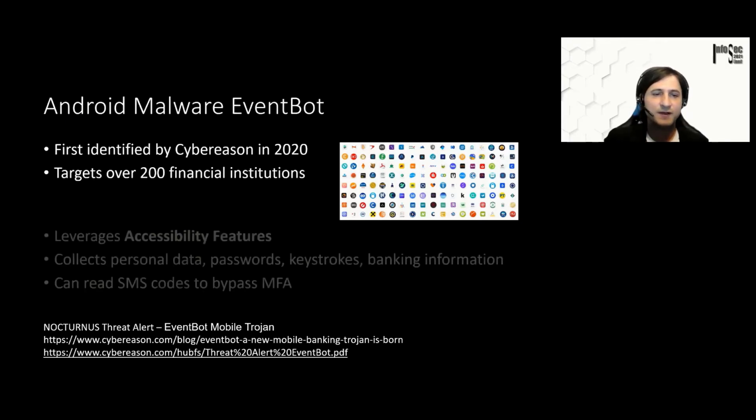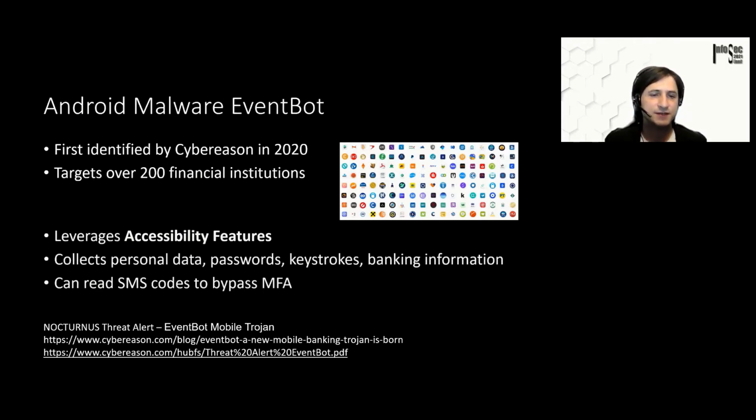What the malware does is it runs on your Android phone, and it leverages accessibility features to collect personal data, passwords, keystrokes, and try to interfere with banking transactions you perform in these 200 financial institutions it supports. And it can also read SMS codes, with the goal to bypass multi-factor authentication, of course.